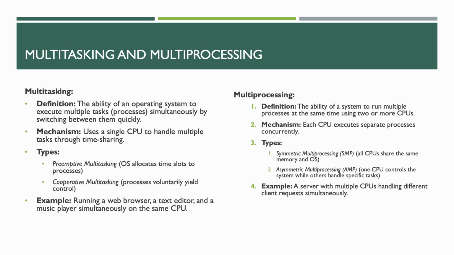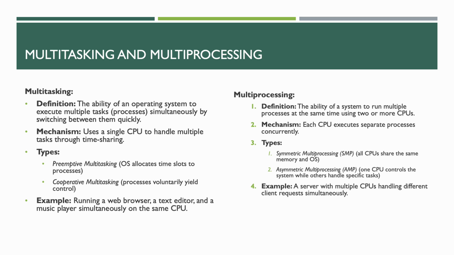Now, let's take a look at two fundamental concepts, which is multitasking and multiprocessing. So, what is the difference or what does it mean? Multitasking refers to an operating system's ability to handle multiple processes seamlessly and simultaneously. This is achieved through rapid switching between tasks on a single CPU using time sharing.